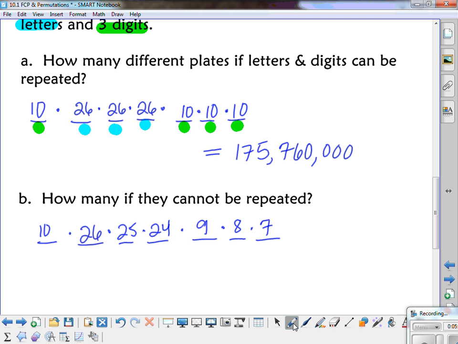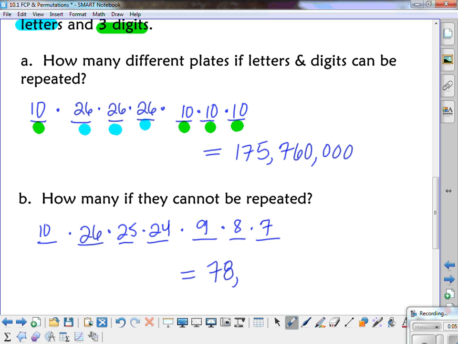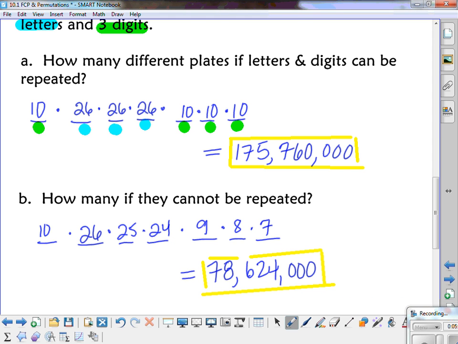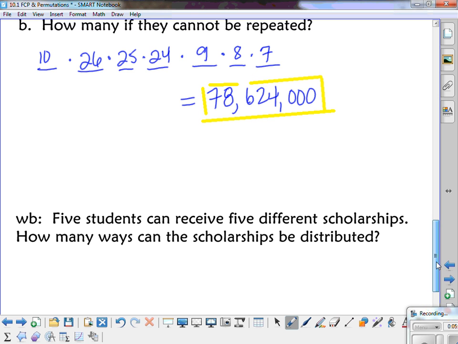So multiply that in your calculator. What's it going to be? 78,624,000. Yeah. Okay. So any questions about the repetition versus without repetition? Okay. All right then. Let's have you guys figure one out here.